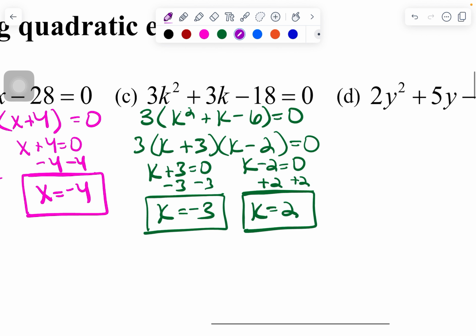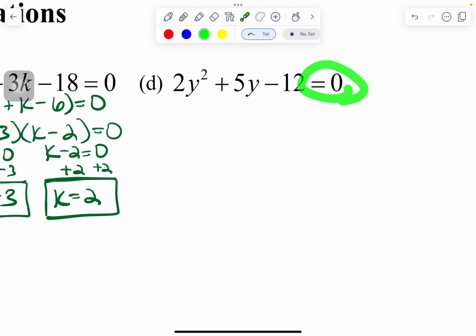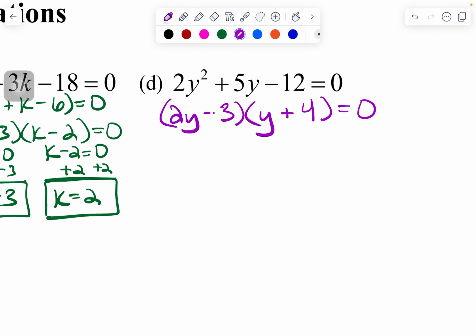All right, sliding on down to part D here. Is it equal to 0? Yes. Do we have a GCF? Unfortunately, no. So let's go ahead and factor this one. Now, factoring method here, you can use the AC method. I live in the world of guess and check, so that's my preference. So I'm going to do 2y and y. And I'm thinking, let's see, I need a 5 there. So if I do 4 and 3, if I do +8, -3, that'd work.